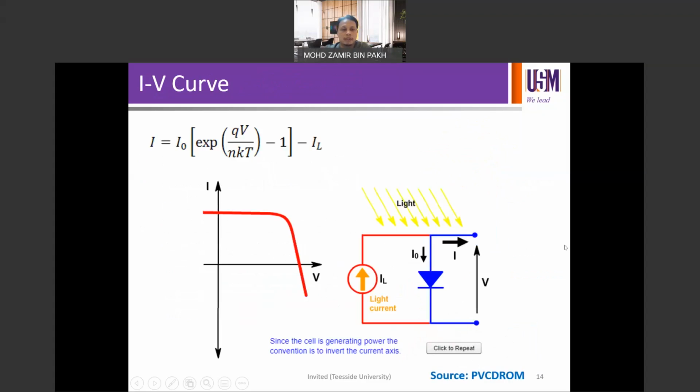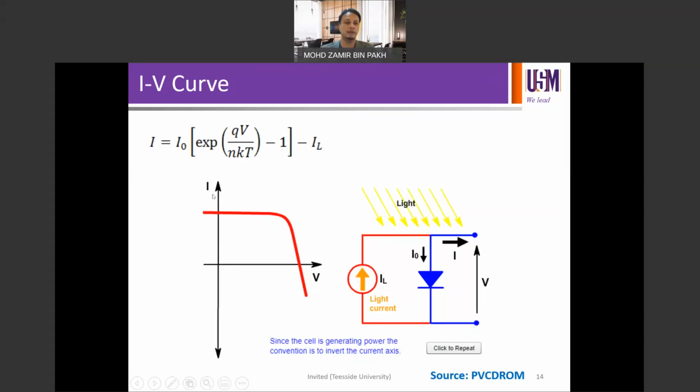So this is what you will see if you do the measurement of the IV curve on your solar cell. You will have a curve like this. I'm going to explain later on what this curve means. It's going to look something like this. This shows generation of electricity upon illumination of the solar cell. So what does it mean?